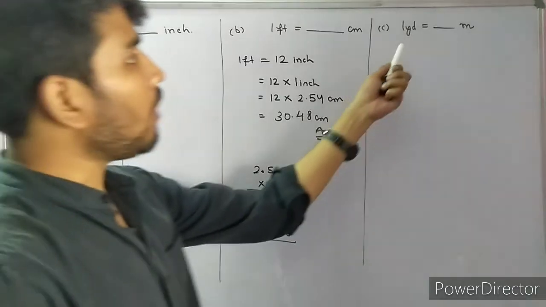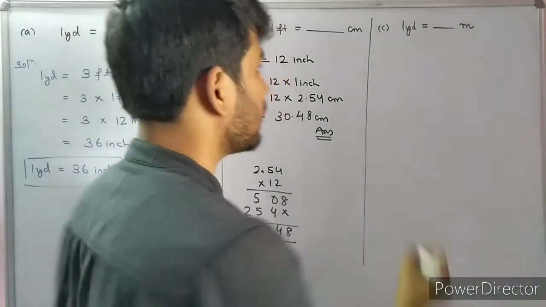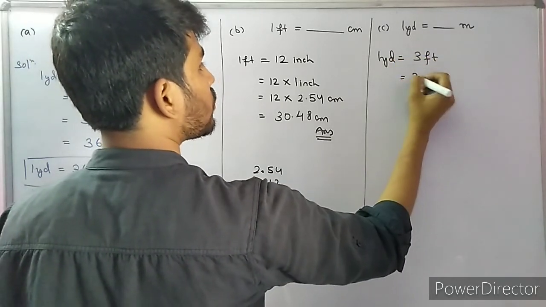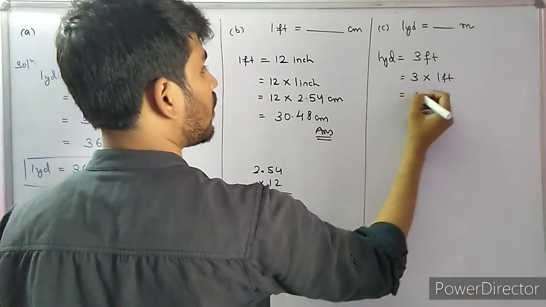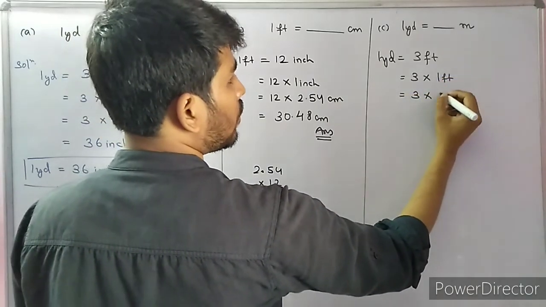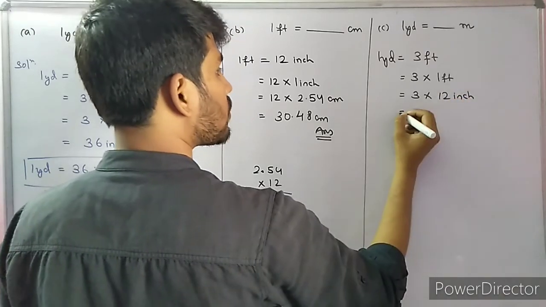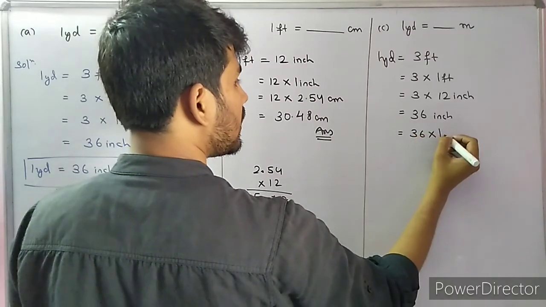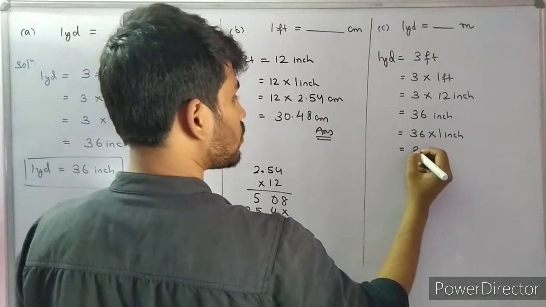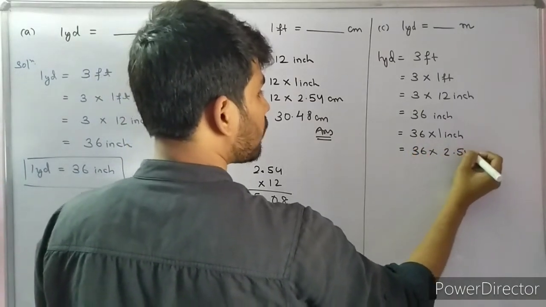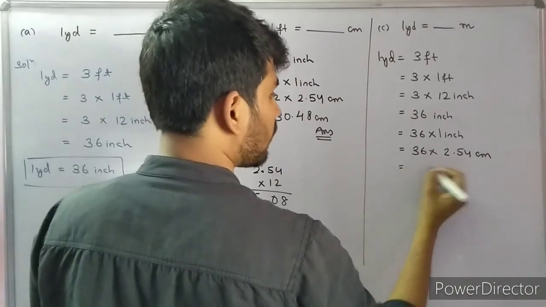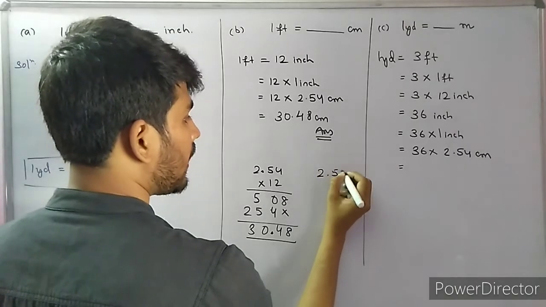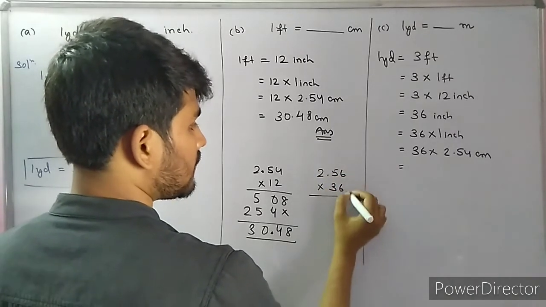Clear? Now here I have to convert 1 yard into meter. Let's do it. We know 1 yard is equal to 3 foot, which is equal to 3 into 1 foot. Just now we saw that 1 foot is equal to 12 inch, so 3 foot is 36 inch, which is equal to 36 into 1 inch. 1 inch is equal to 2.54 centimeter. When you convert it into centimeter, how much will it be? Let's calculate. 2.54 into 36.